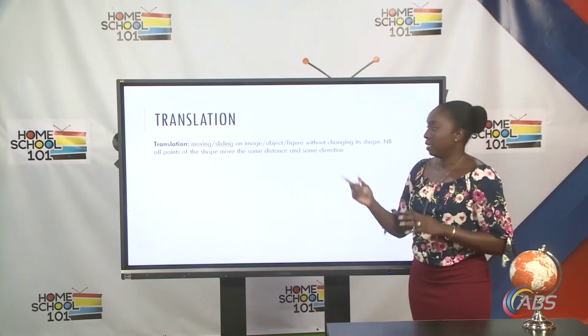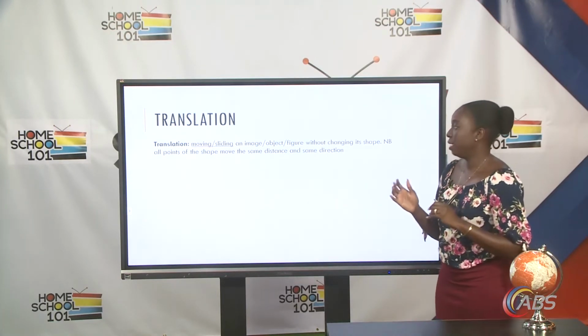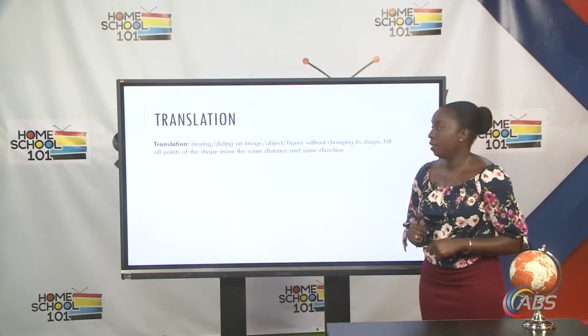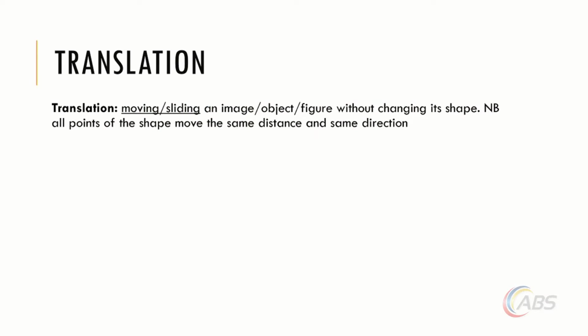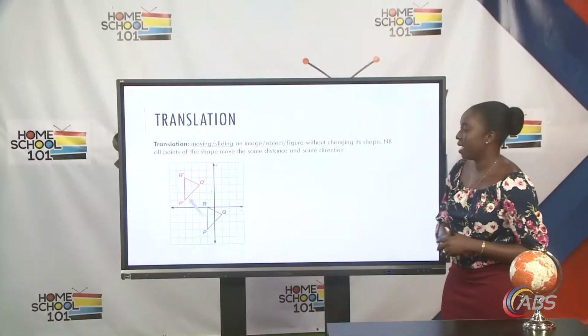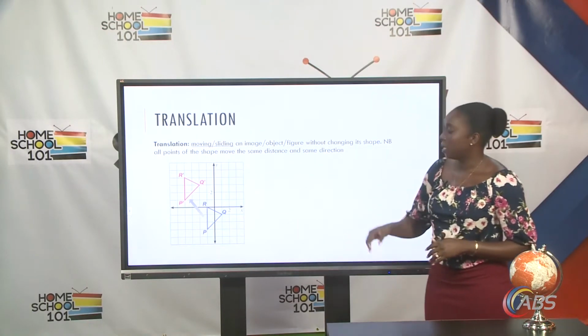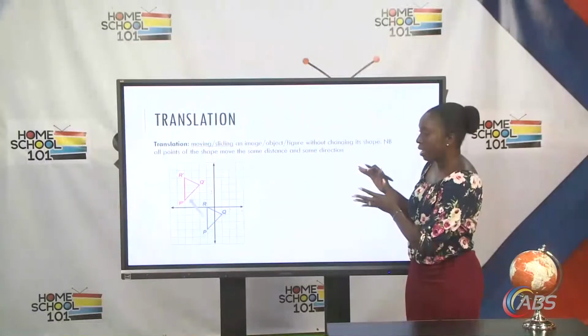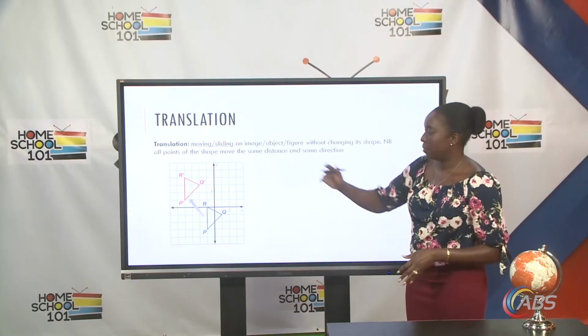So when we talk about translation, again, we're talking about moving or sliding an image, object, or figure without changing its shape. So note well that all points of the shape move the same distance and same direction. So here we have an example of an object being translated, and our object is represented by the blue triangle there called PQR, and our image is P prime, Q prime, R prime. So we went from the blue triangle and we translated it to the pink triangle.